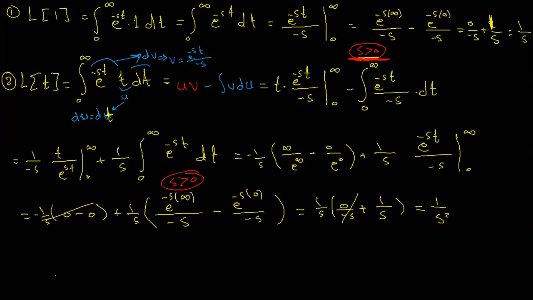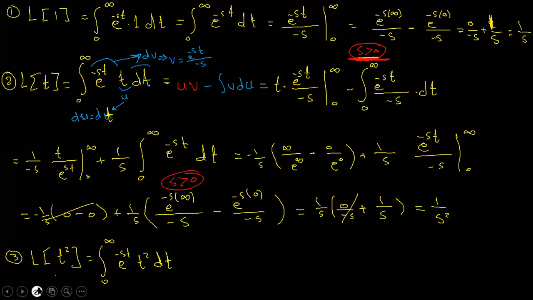Okay, let me go to the third one. Maybe I'm not going to do the third one in detail, but let us discuss together how to find it. So I need now to find Laplace transform of t squared. The rule is that Laplace is given to be the integral from 0 to infinity of my function times the exponential e to the negative st dt. What do you think about this integral? How to find this integral? Who can help now?